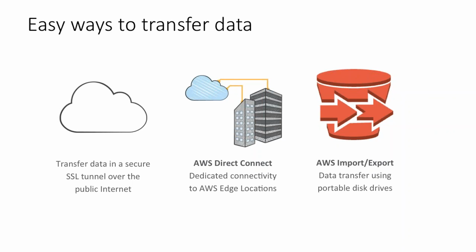So if you've got 20 terabytes that you want to store in S3 and then push back to Glacier, you can send us 20 terabytes of disk, and you don't have to upgrade your internet connection or get a direct connect. So that's another mechanism to get data in and out.